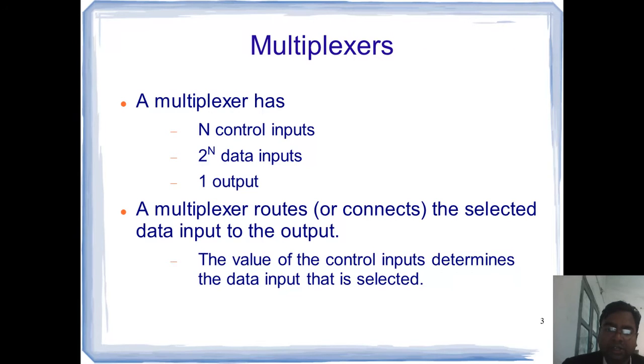So what is a multiplexer? As we know, in a multiplexer we have n select lines, and depending upon the select lines, we have 2 raised to power n input lines. It passes these 2 raised to power n inputs to a single output line, and which of the 2 raised to power n inputs will be given to the output is defined by the n control lines, also known as select lines. Depending upon their value, we pass the input to the output.